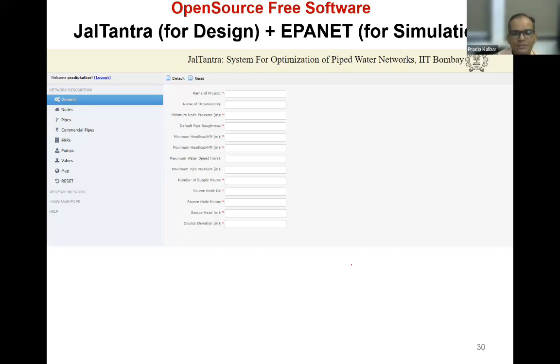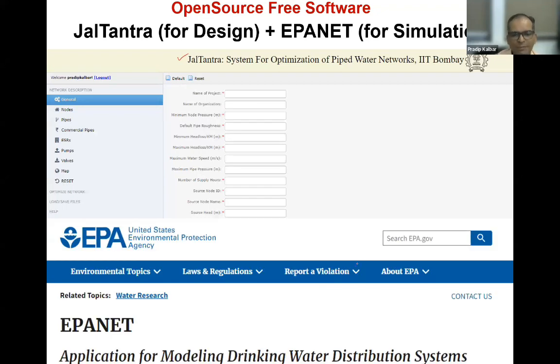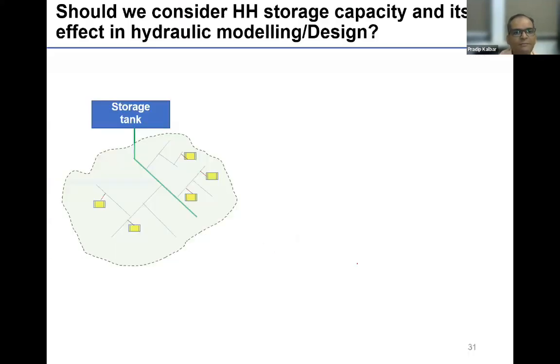What we propose is to use Jal Tantra, which is free software from IIT Bombay for optimal design of piped water networks, which basically uses a linear programming, integer linear programming approach, and to use EPANET, combining them for analyzing this system. Our paper has some sample networks also, so people can use that for designing and analyzing our intermittent water supply. Both of these software are freeware.